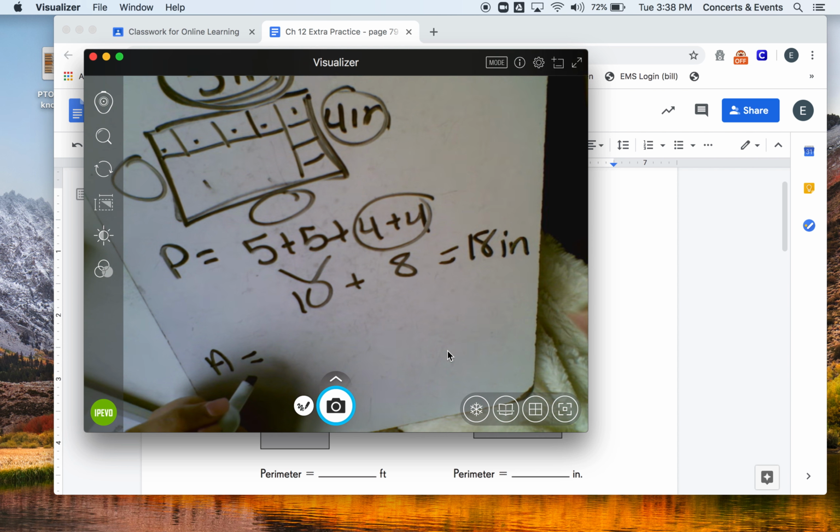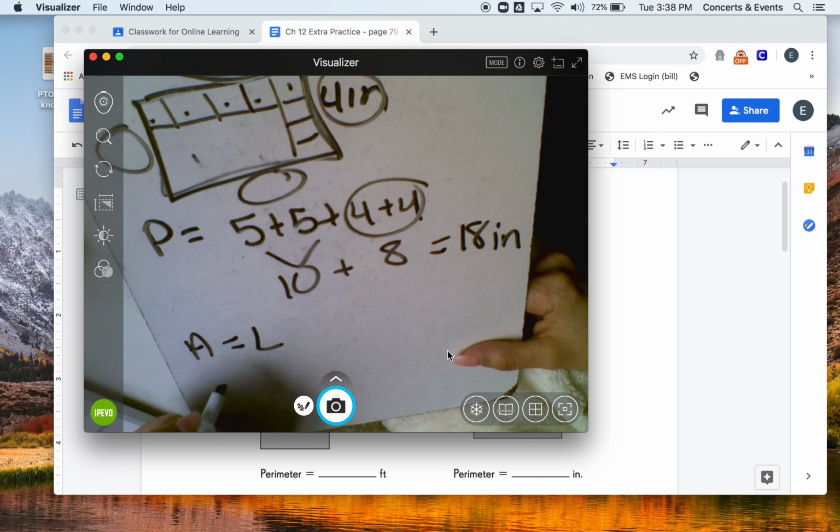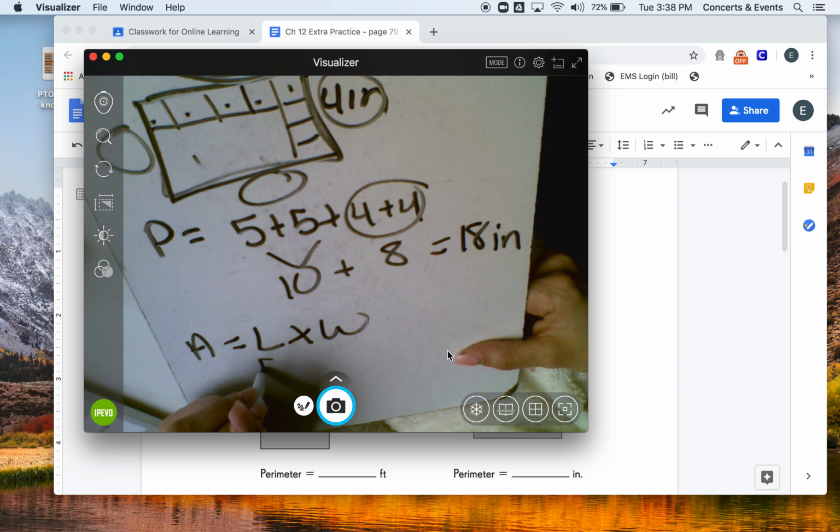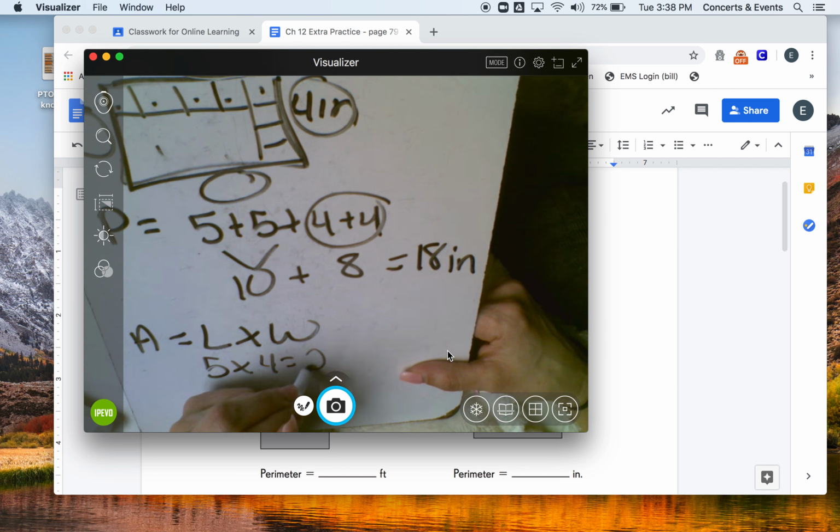So I can do 5, which is the length, times 4, which is the width. So the area is how long it is times how wide it is. So I'm going to just do 5 times 4, and I'm going to get 20.